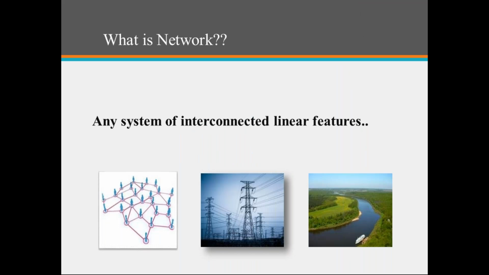First of all, what is a network? A network is any system of interconnected linear features. So we can see these are the typical types of networks.